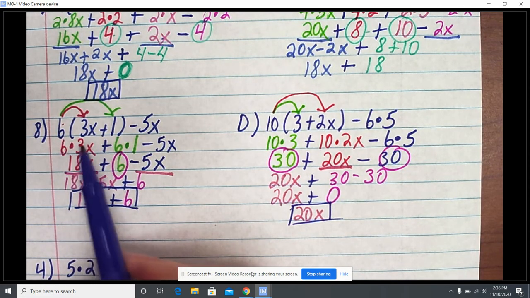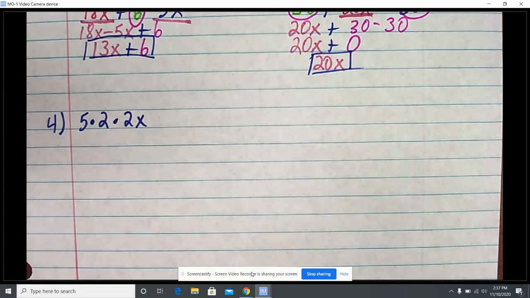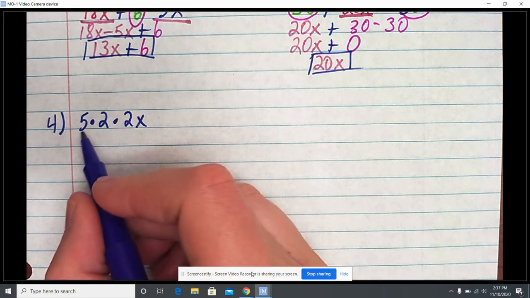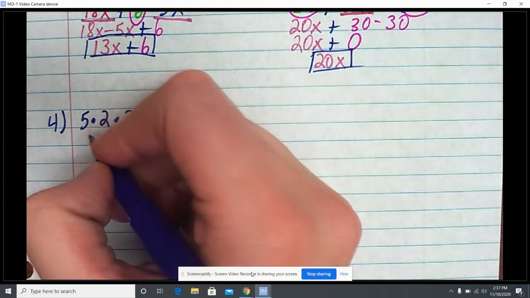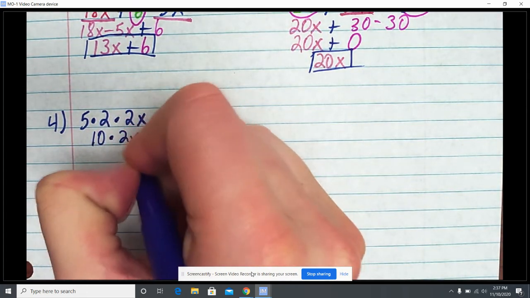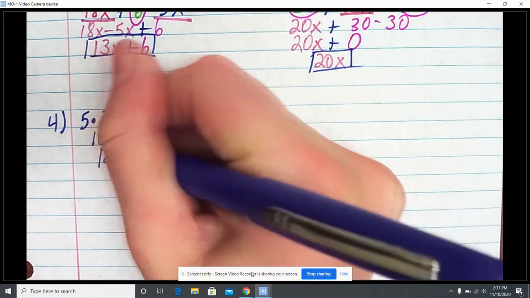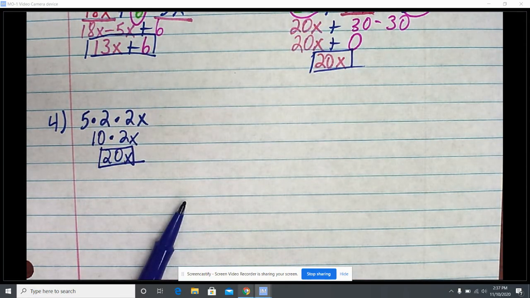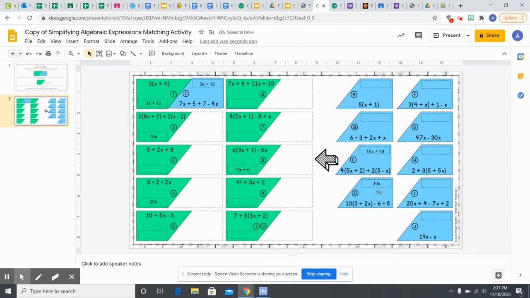Okay, see how I took like a 6 times a 3x? These are unlike terms, but it still worked out. That's going to be the same situation in this. So this is all multiplication, so we'll just work left to right from here. So let's start with 5 times 2. So 5 times 2, which gives me 10. And then now I can take 10 times 2x, which gives me 20x. So my answer is 20x. And looky here, my D over here that has 20x matches with my 4 right here, which has 20x also. So I can bring this on over.